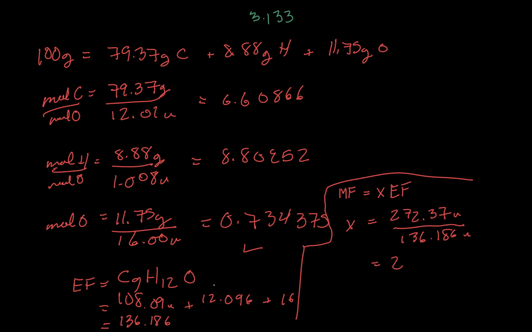So to write the molecular formula, we've got to multiply this whole thing by 2. Right? So molecular formula equals 2 times C9H12O. That means our molecular formula is equal to C18H24O2. And there's your molecular formula.